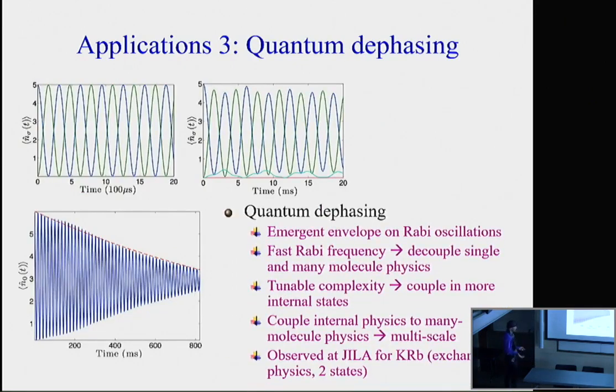Okay, and here's a kind of practical prediction you could make, just the last slide on molecules here. So, if you choose a very fast Rabi frequency, you can decouple the single and the many molecule physics, couple just two states, you get Rabi flopping. If instead you go into a different regime where the single and the many molecule physics are coupled, then these internal states start to affect this problem. You see some interference, and over long times you get quantum dephasing or some kind of damping, right? And this is observed at JILA, okay, for KRb. So now you see this whole process.